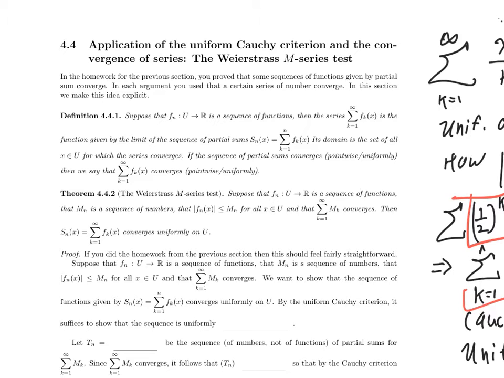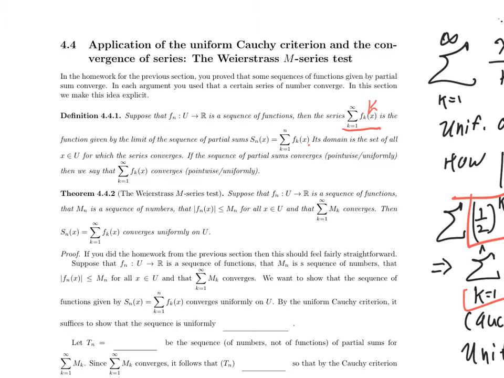Suppose that f_n is a sequence of functions. Then we'll say the series from k equals 1 to infinity of f sub k of x is the function given by the limit of the sequence of partial sums. So the nth partial sum is s sub n equal to the sum from k equals 1 to n of f sub k of x. Its domain, the domain of the series, is the set of all x's in U, the set of all inputs for which this series converges.